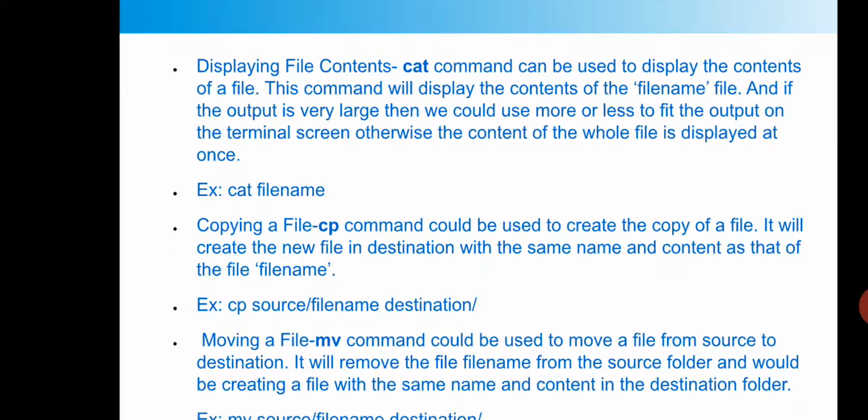So the example is like cat space file name, whatever the file you want to see. So the cat command can be used to display the contents of the file. This command will display the contents of the file name which you pass. Okay, and if the output is very large, then we could use more or less to fit the output on the terminal screen. Otherwise the content of the whole file is displayed at once.